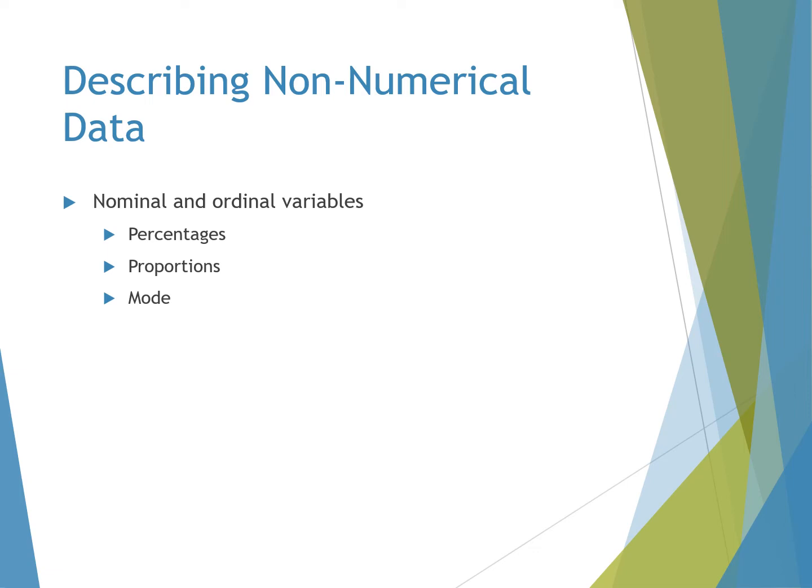Generally, percentages and proportions are essentially different versions of the same thing. Normally, proportions are a decimal, so they're out of 1, while percentages are out of 100. We might also look at the mode. What is the most frequent response?